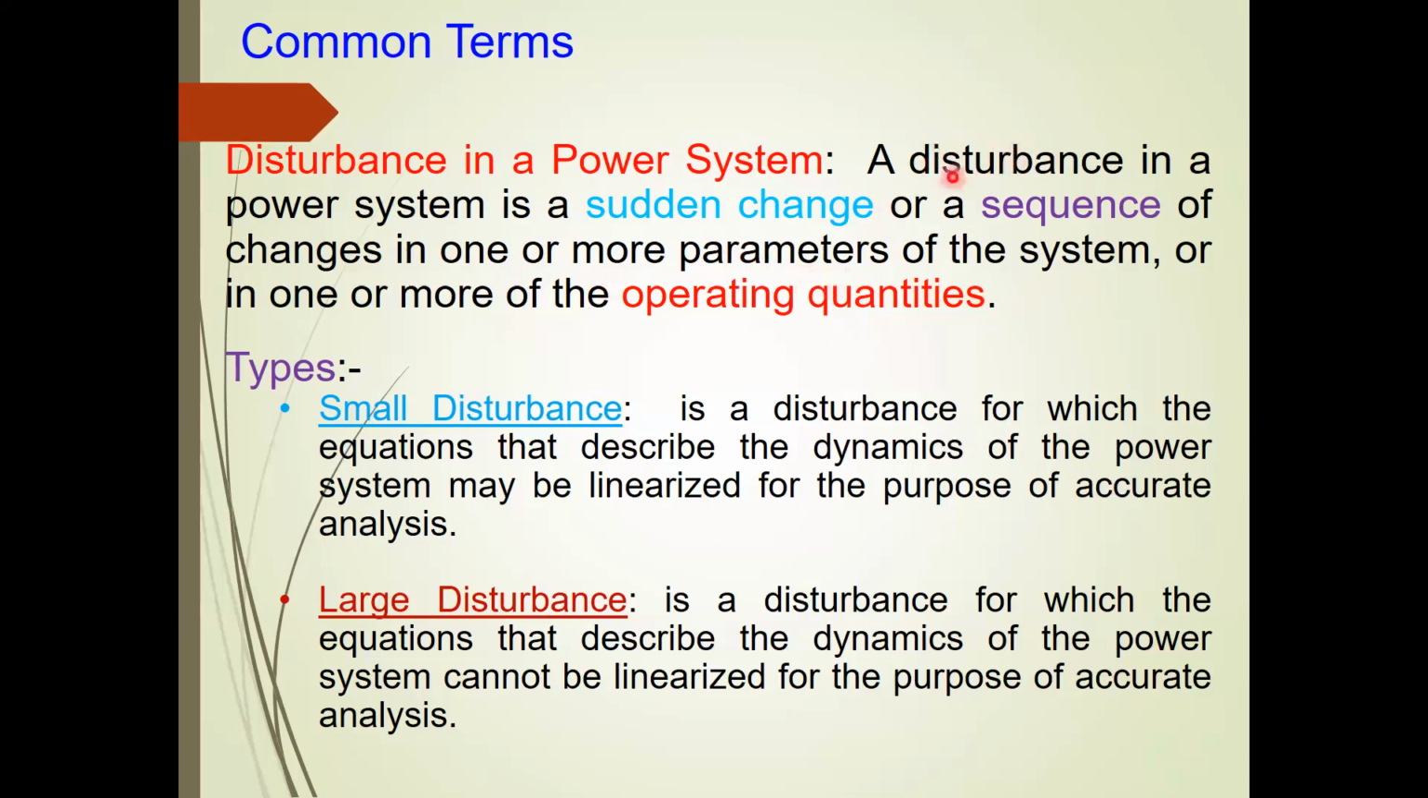So because of the disturbances, either a sudden disturbance or a sequence of disturbances will result in a change in the operating condition, that means a deviation of the system variables. This deviation in the system variables will depend upon the amount of disturbance that takes place. Thus we have defined a small disturbance and a large disturbance.